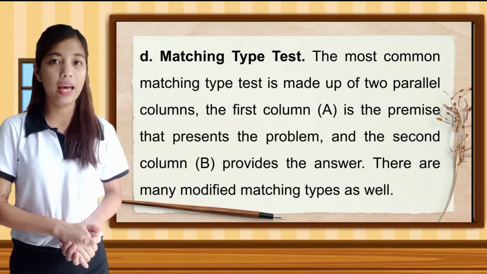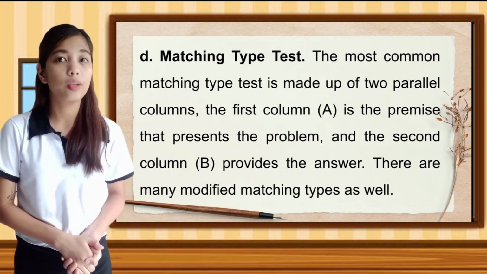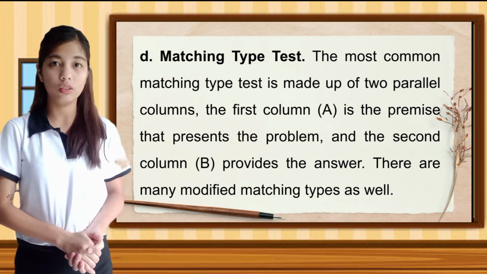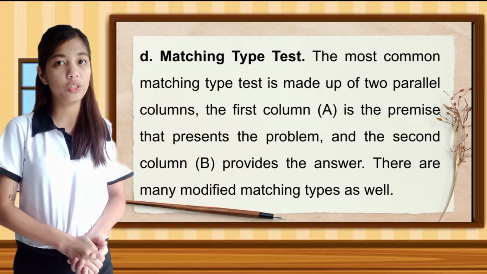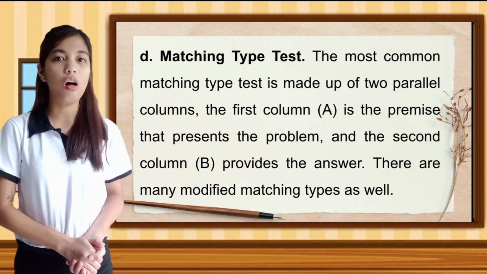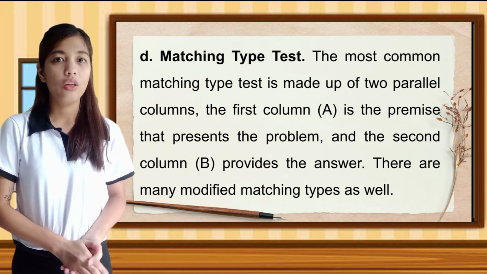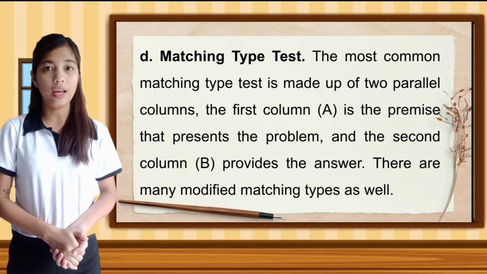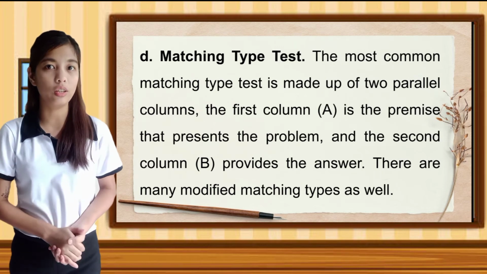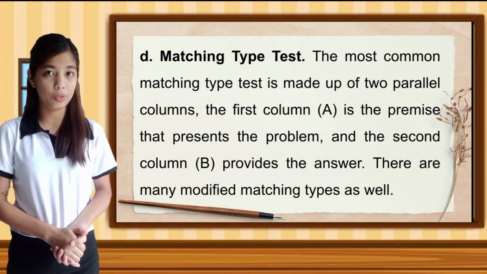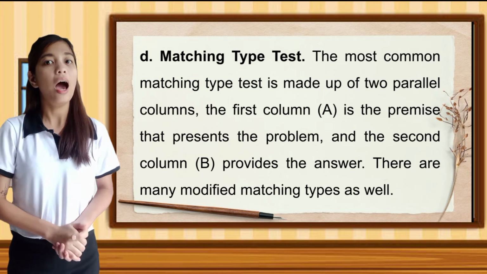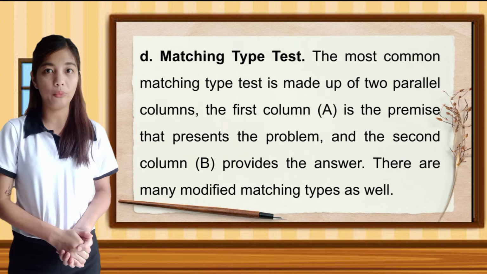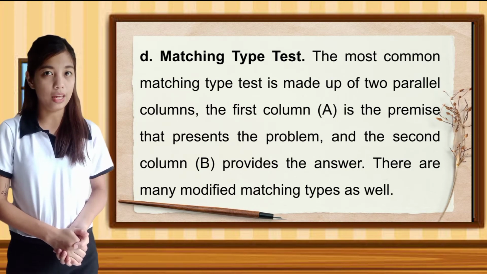Another pencil and paper test is the matching type test. The most common matching type test is made up of two parallel columns. The first column is the premise that presents the problem, and the second column provides the answer. There are many modified matching types as well. The matching type test is useful in measuring factual information as well as relationships between two things, ideas, or concepts. It reduces guessing to the minimum as compared to alternative response tests.